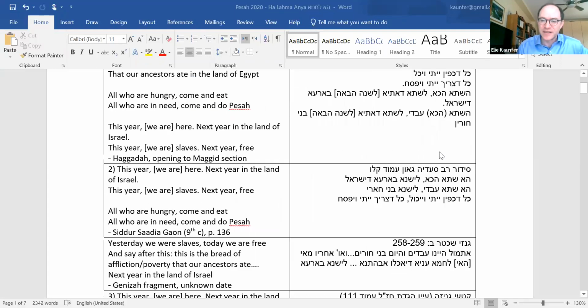Okay. I saw that Elise just shared the document if it's easier for you to open on your computer. Siddur Rav Saadia Gaon. Rav Saadia, who is living in the 9th century, has his own Siddur, and this is all he has. He flips what we have as the third section. That's his first section. That's how he opens his Magid section with Hashata Hacha Lishana, which scholars think means Lishana Haba'ah, Be'ara d'Yisrael, Hashata Avdei Lishana, B'nei Chorin, Kol Dichfin Yetei V'yechol, Kol Ditzrich Yetei V'yifsach.